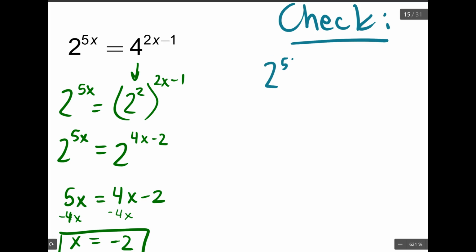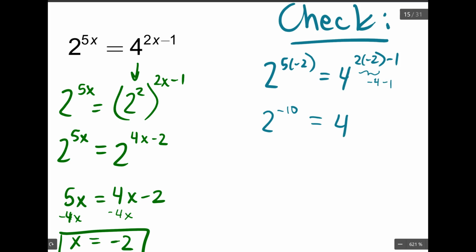2 to the 5 times -2 should equal 4 to the 2 times -2 minus 1. Wait, are we just skipping C altogether? No, I'm going back to B and double checking. Plugging in, because having a negative as an exponent, that's weird, right? But we can do it. So this is 2 to -10, and it should equal 4 to the, let's see, 2 times -2 is -4. -4 minus 1 is -5.